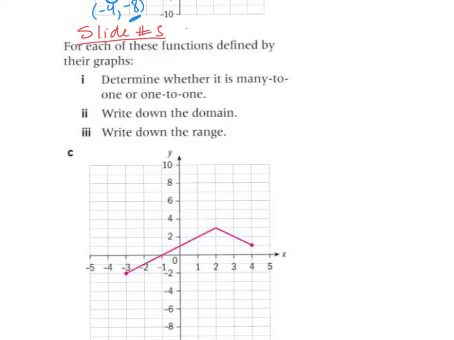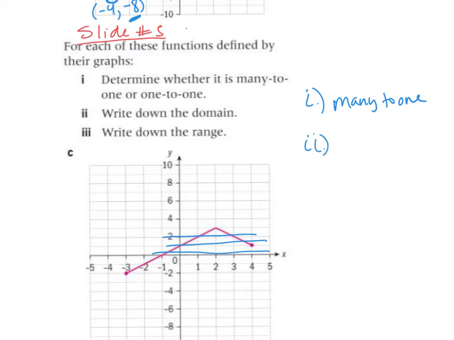And then slide number 5 is just like slide number 4. Let's start with determining what kind of function this is. Well, this again is going to be many to one. One way to think about this is the horizontal line test: if you could draw a horizontal line that touches the graph more than once, you know it's many to one, because there are many x values that have the same y value. It's still a function, but a many to one function, which, by the way, does not have an inverse. Only one-to-one functions have an inverse.